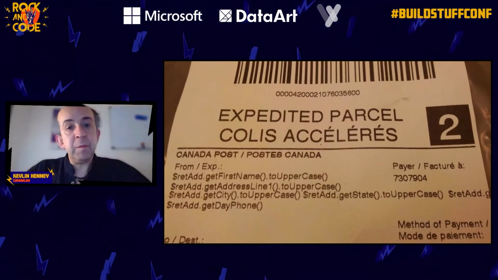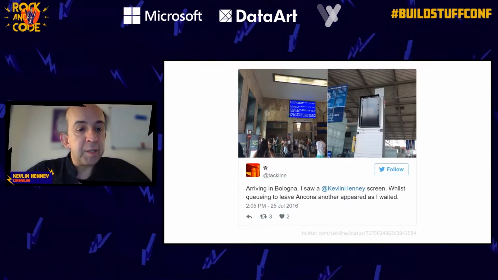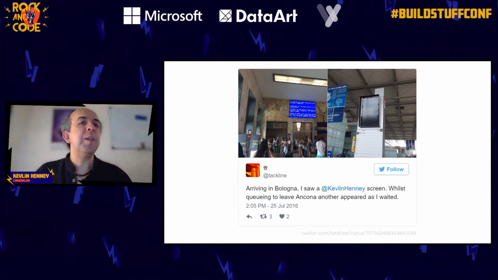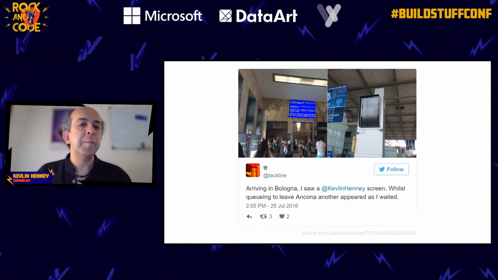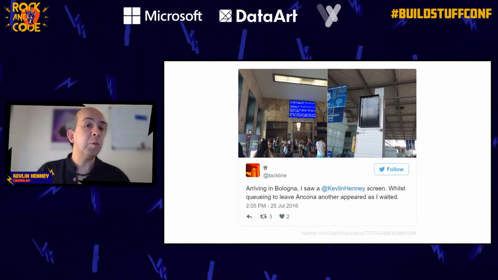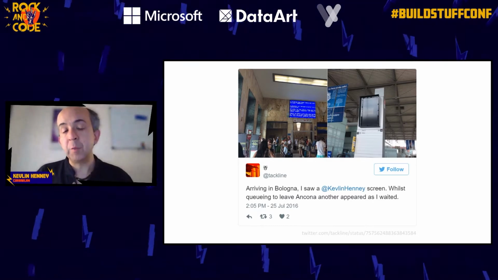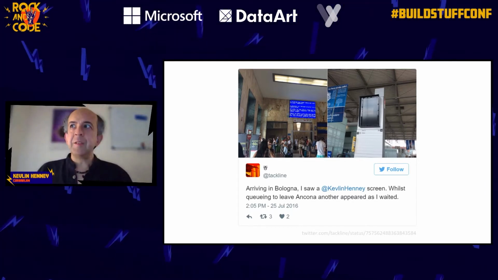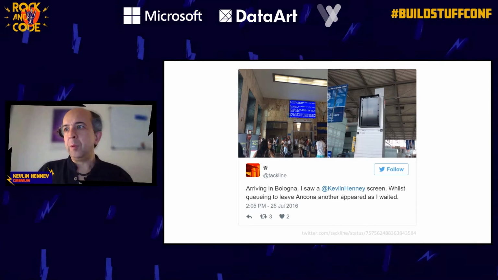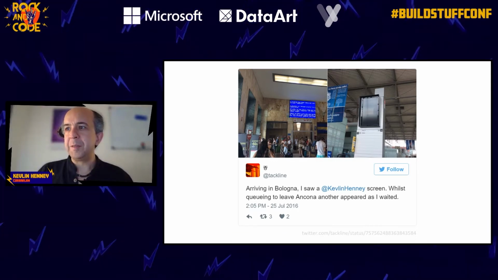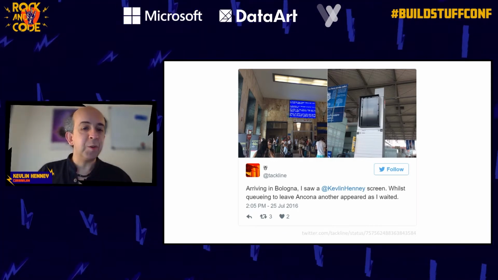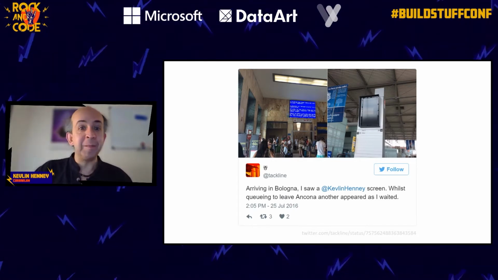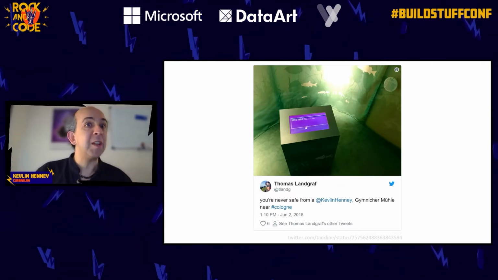And so back in 2016, there was a slight shift in that people started actually tweeting these to me, because I used to use these images within talks and when I'm running workshops. And I have an interest in testing, and people started tweeting these at me. And it got to the point where in 2016, someone tweeted: arriving in Bologna, I saw a Kevlin Henney screen. Whilst queuing to leave, right, a Kevlin Henney screen. And here we see another: you're never safe from a Kevlin Henney.